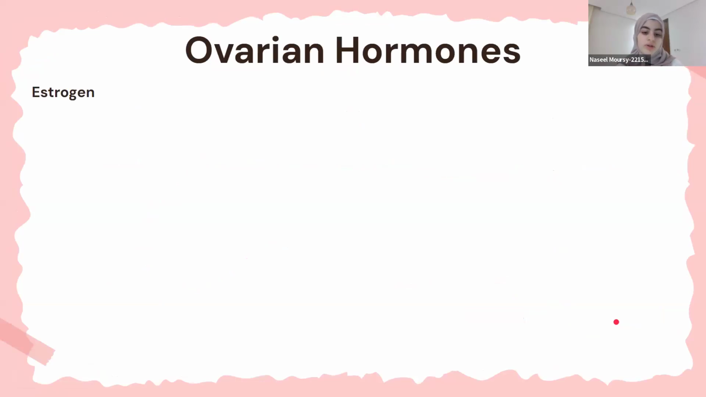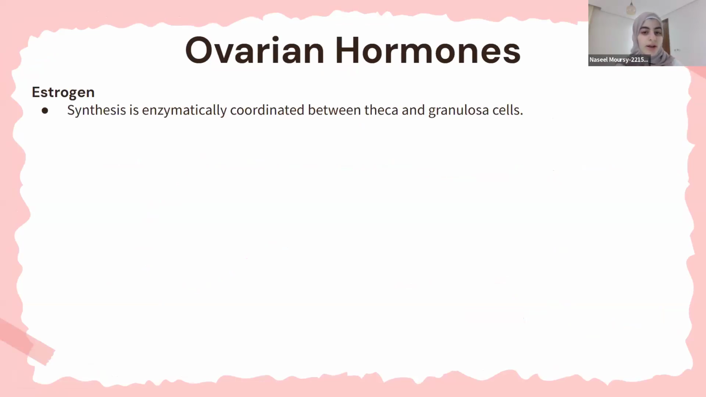So let's start with estrogen, because that's the one we like. Its synthesis is enzymatically coordinated between the thecal and granulosal cells. So remember that whole thing about androstenedione diffusing from the thecal cells into the granulosa cells and then being converted into estrogen? That's what I'm talking about. And we will see there's a whole figure about this whole conversion process.